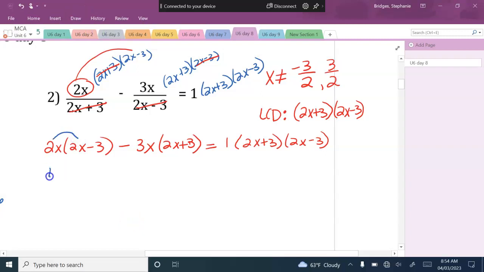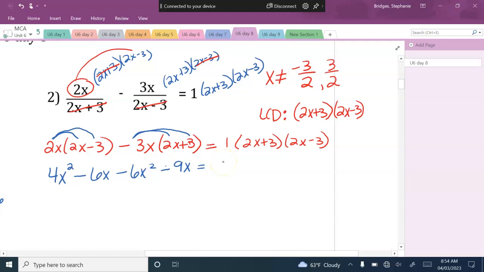2x times 2x is 4x squared. 2x times -3 is -6x. -3x times 2x is -6x squared. And -3x times 3 is -9x.